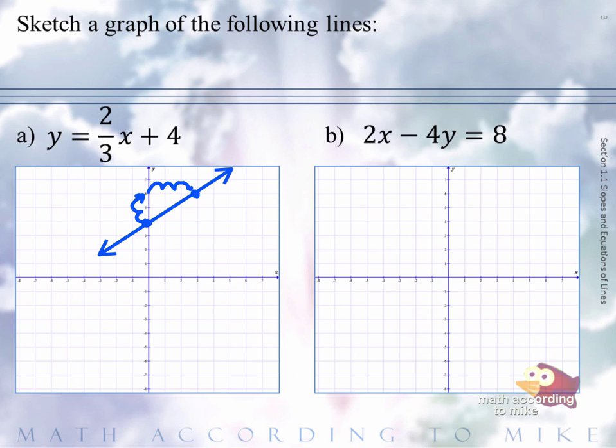However, in part B, this is in general form, and in my opinion, the best way to do this is by finding intercepts. Intercepts occur when you let one of the variables equal 0. So if we were to let the y term be 0, that means we would have the equation 2x minus 4 times 0 equals 8. We'll notice 4 times 0 is just 0, so the y term goes away, which gives us 2x equals 8, or x equals 4.